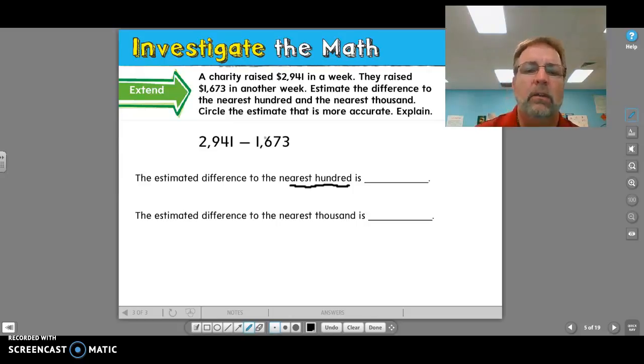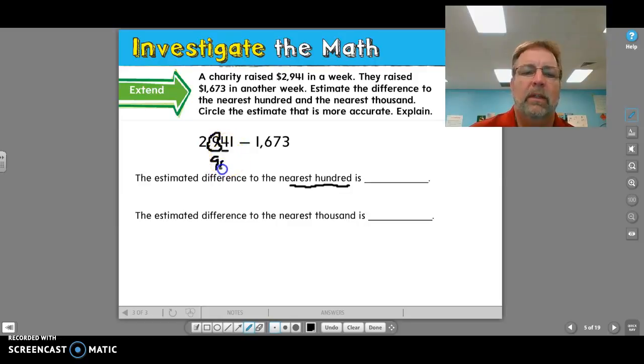All right, so let's take a look. Let's not forget where our hundreds place is. So the 9 is in the hundreds place. Okay. And the digit to the right is what we look at to decide what to do. Well, there's a 4 there, so it's less than 5, so 9 will stay the same.